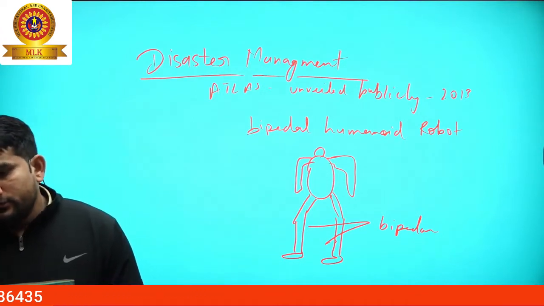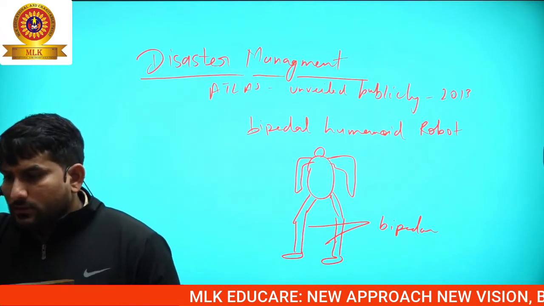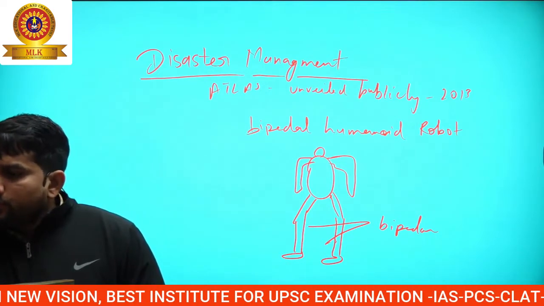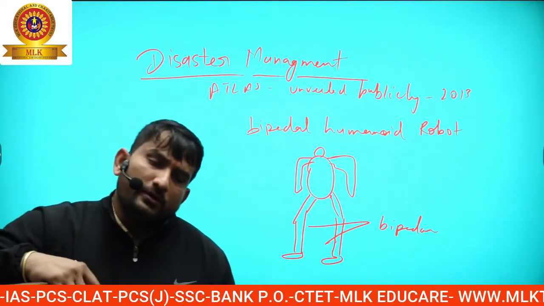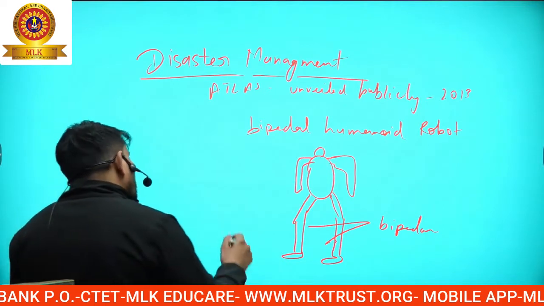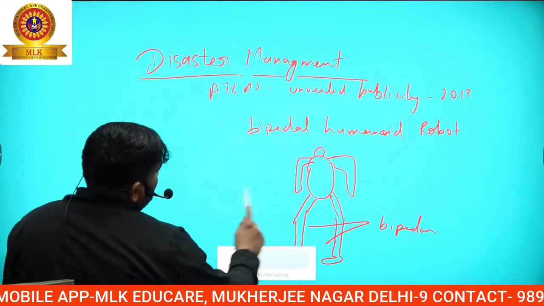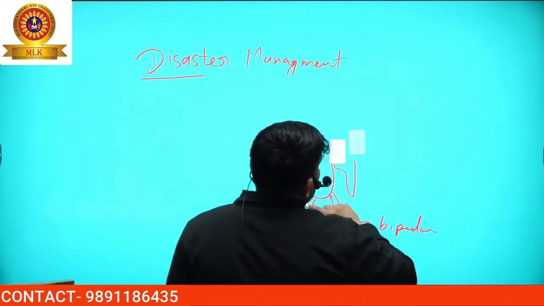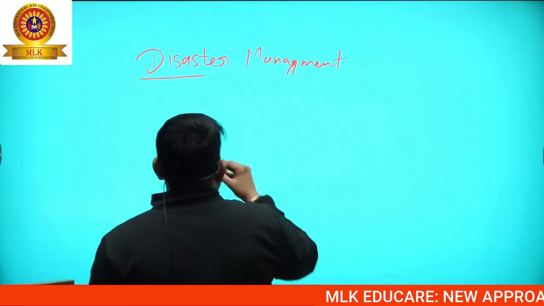ठीक है, so this is about the Atlas robot. Clear? Next, it can be used for the exploration of mines, providing 3D mapping of mines. Okay. क्या चल रहा था हमारा? Disaster management, right? So in disaster management, robots are also used for mining purposes.